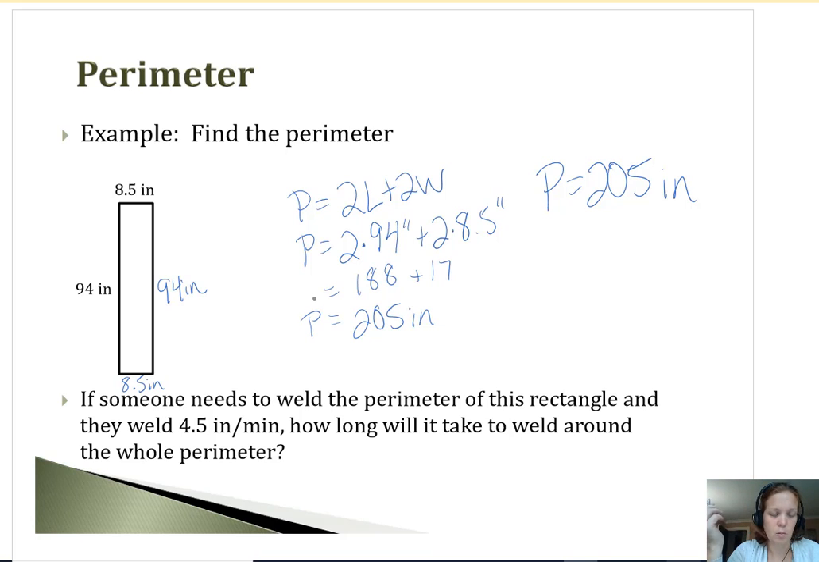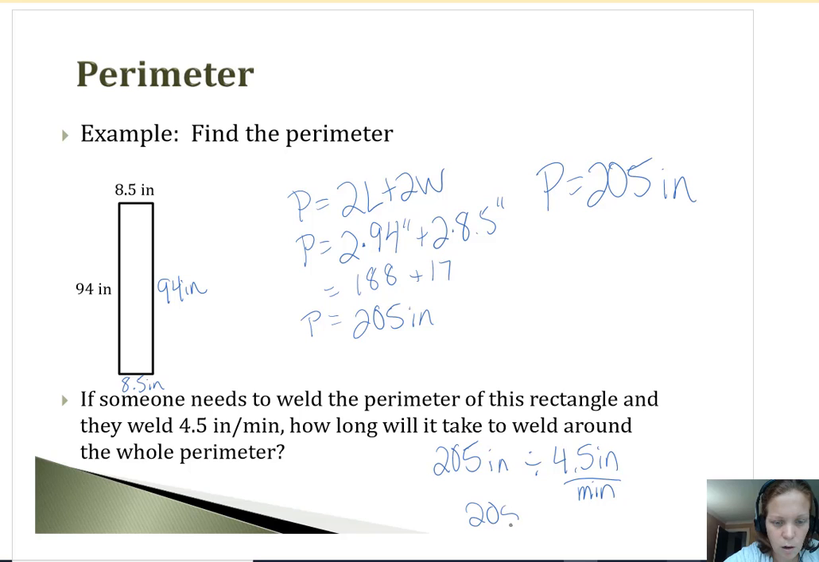Okay, so let's apply this to a situation. If somebody needed to weld the perimeter of this rectangle, maybe it's the top of something, and they weld 4.5 inches per minute, how long will it take to weld around the whole perimeter? Okay, so if they can do 4.5 inches per minute, and they have to do 205 inches, this is going to have to be divide. And let me write it out with why it would have to be divide. So 4.5 inches per minute.